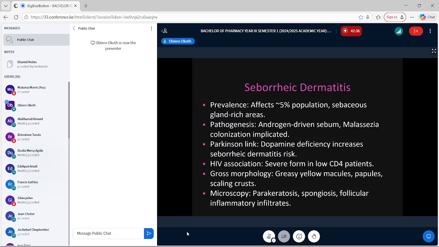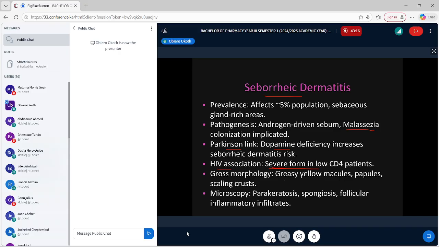Seborrheic dermatitis, basically this is what looks like dandruff. Dandruff is a form of seborrheic dermatitis, very common. Normally you see them in sebaceous gland-rich areas, so the skin of the face, skin of the back, skin of the chest. Okay, we think this could be androgen driven, or it could be from a colonization with a bacteria called Malassezia furfur. This has also been seen with Parkinson's disease, so we think dopamine deficiency also increases seborrheic dermatitis.